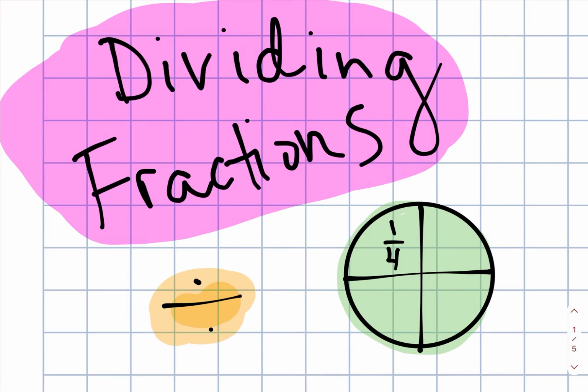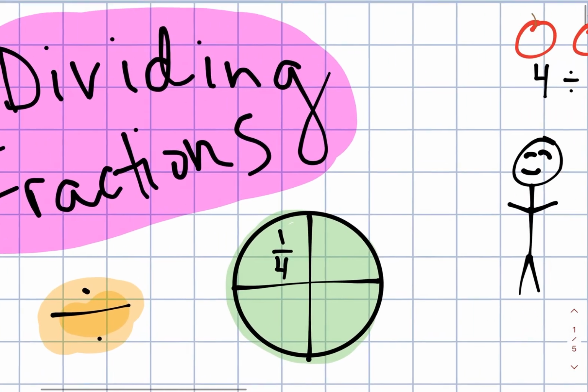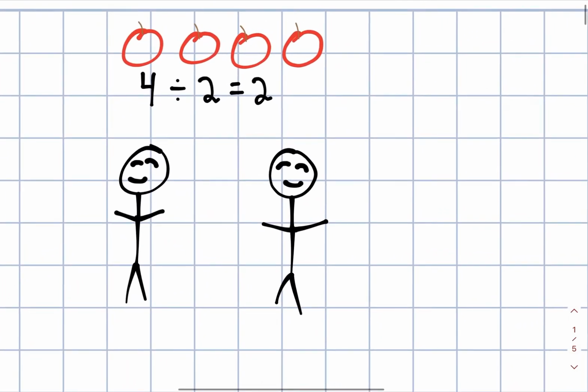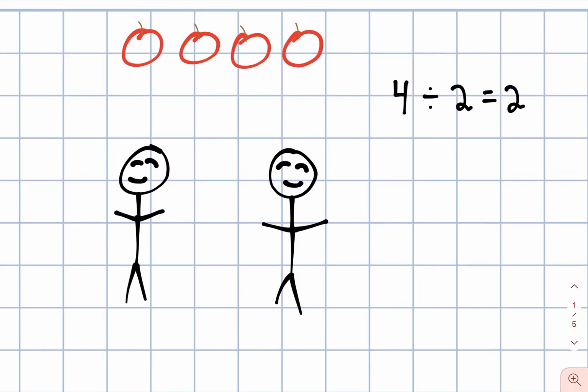Now, what does dividing mean? Let's just remind ourselves what the word division means. If we take this example here, 4 divided by 2 equals 2, what does that mean? Well, that means we're going to take these 4, well, I guess these are apples here. Let's take these 4 apples and divide them up between our 2 friends.